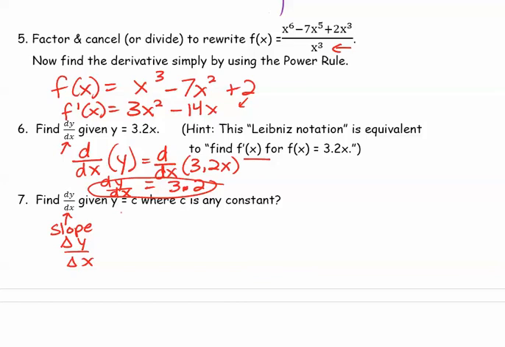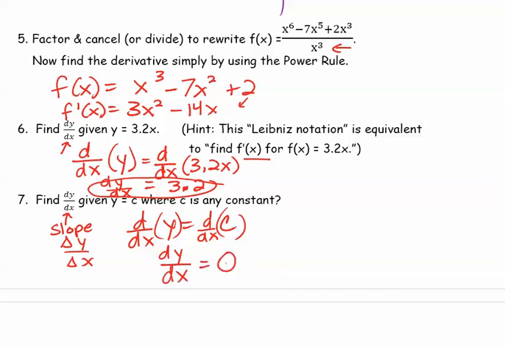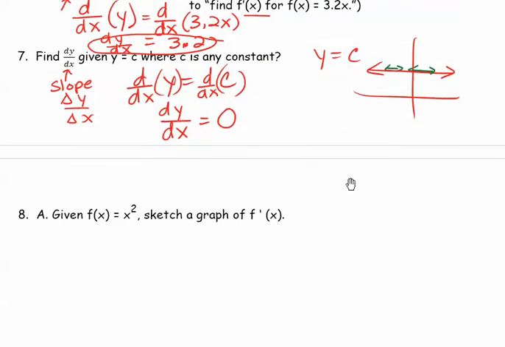All right, so if we start with y equals a constant and we put this d dx operator on both sides, the derivative with respect to x gives us dy dx, and the derivative of a constant gives us 0. We know that y equals c is a horizontal line, and we know that the slope of the tangent lines will all be 0. So the derivative of any constant will be 0.